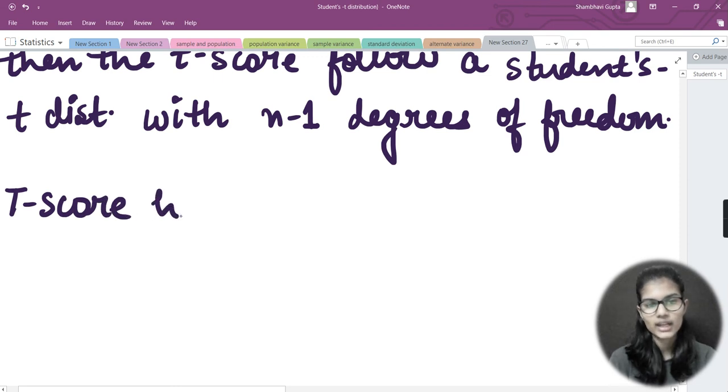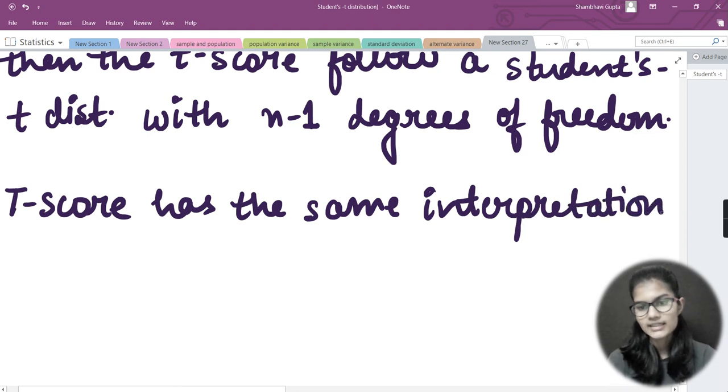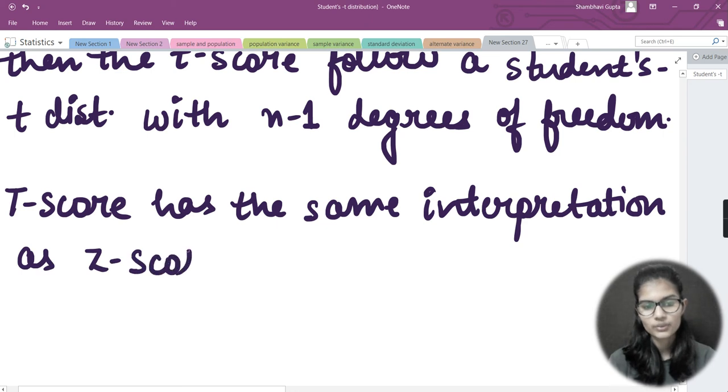T score has the same interpretation as Z score. So from here what I can say is that the T score and the Z score are actually the same as each other. Basically there is not very much difference between them, right? So the T score has the same interpretation as the Z score. So this is the thing.